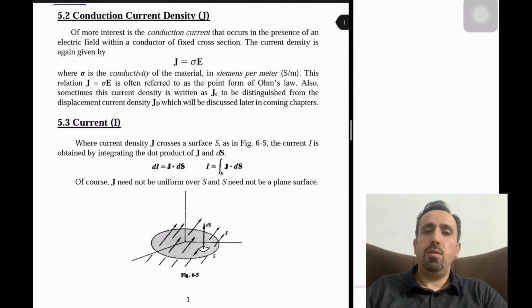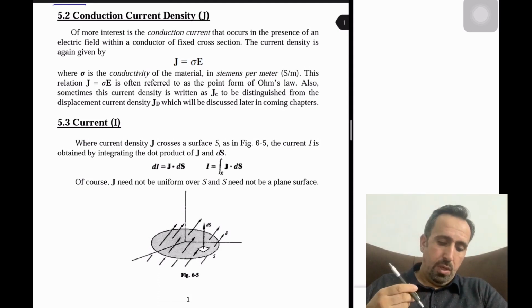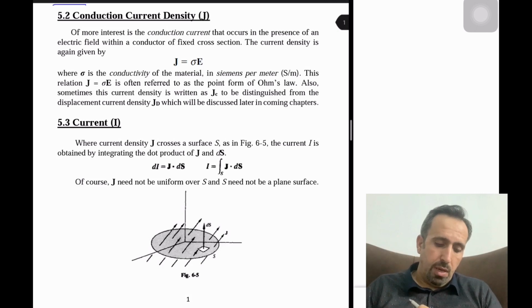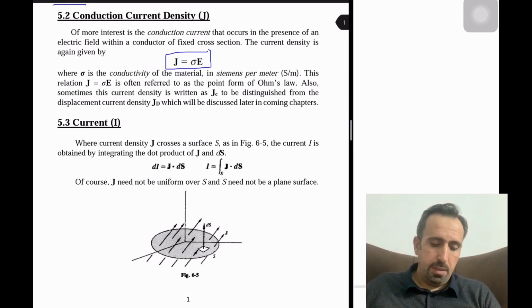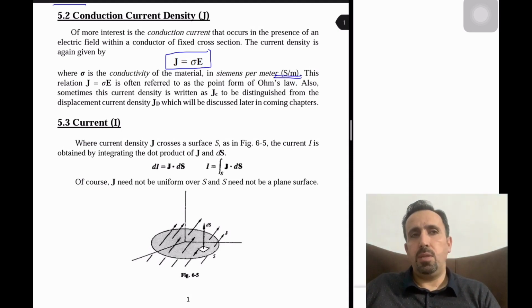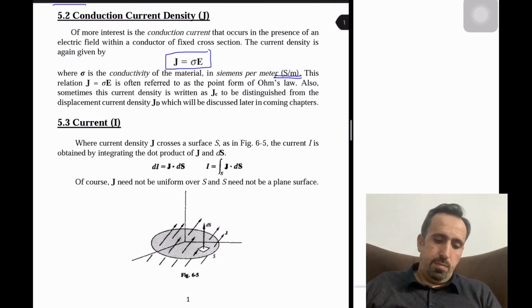For now, if we proceed with what we're talking about, which is the conduction current density, it will be the multiplication of sigma and E. Sigma is the conductivity of materials, and its unit is Siemens per meter, and Siemens is 1/ohm.